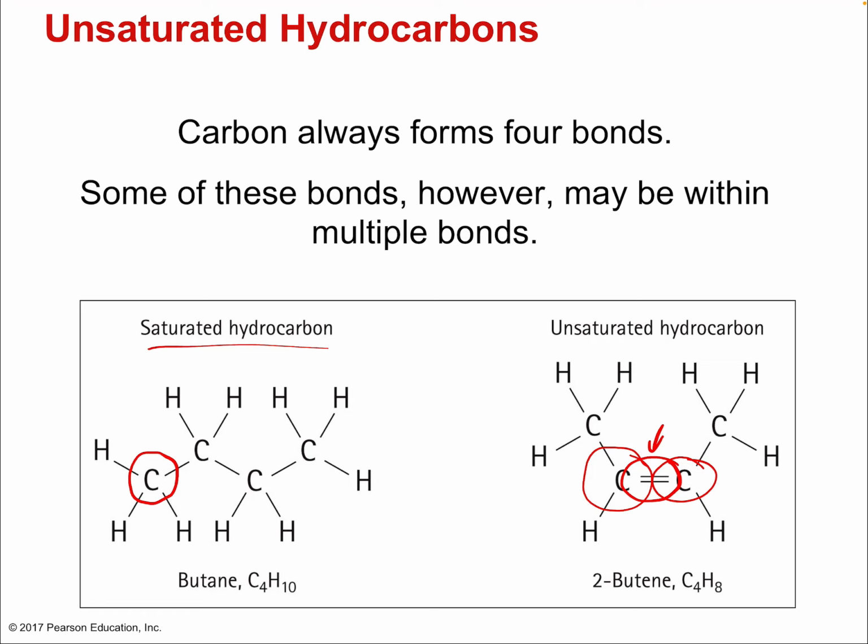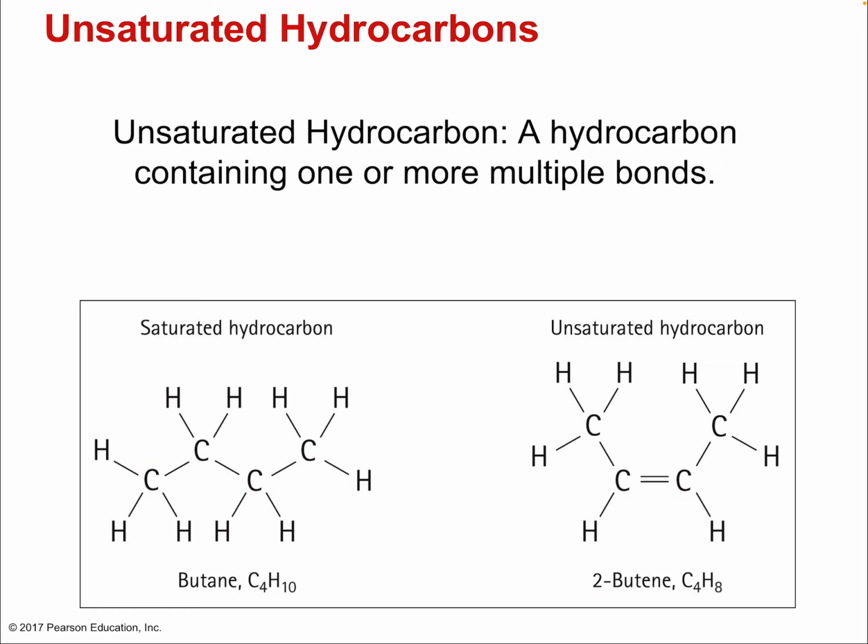That means that it's no longer saturated. There aren't as many atoms as there possibly can be. Saturated means maximum number of atoms in the molecule. This one has 2 less than the maximum number of atoms that could be in this molecule, okay? Because of that double bond. That makes it unsaturated, okay? And like we talked about, saturated fats, unsaturated fats, same idea here, but it's saturated and unsaturated hydrocarbons with different names, butane and 2-butene. All right, so unsaturated hydrocarbons are hydrocarbons containing 1 or more multiple bonds.